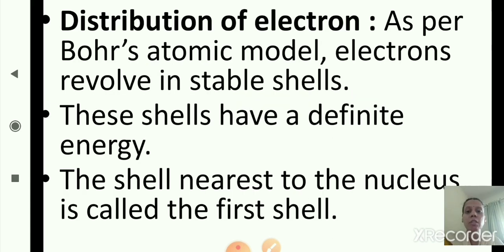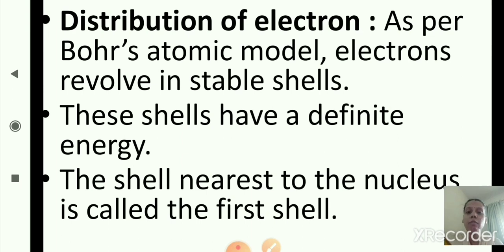distribution of electrons. Now, how do we distribute the electrons in an orbit or shell? As per Bohr's atomic model, electrons revolve in stable shells. We have studied Bohr's stable orbit atomic model. In that you studied that around the nucleus there are shells, and in the shells the electrons revolve around the nucleus. So electrons revolve in stable shells.